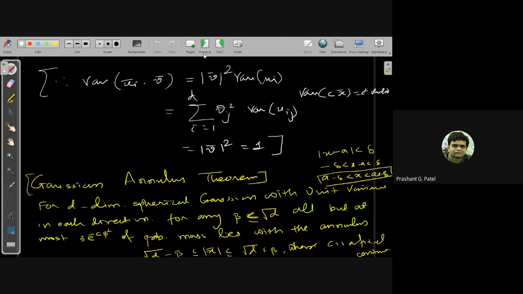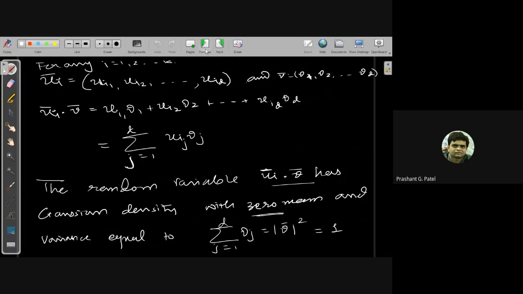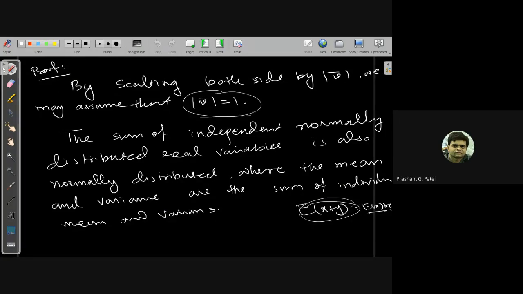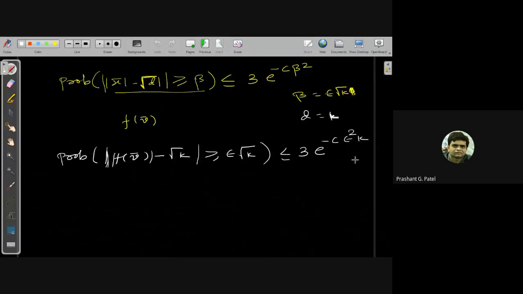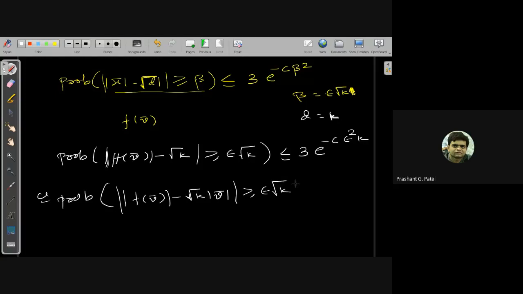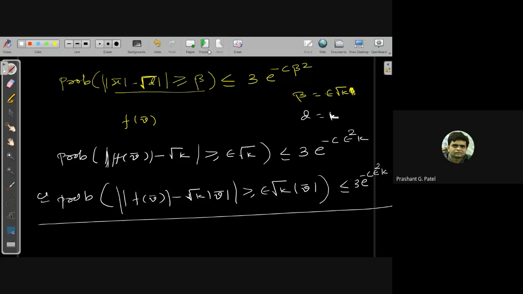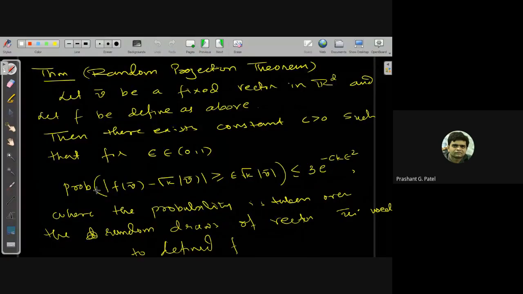But we have taken the mode of v as 1, so if I multiply that, or scale them by mode v bar, this is equivalent to writing the probability of mode of f of v bar minus square root of k into mode of v bar is greater than or equal to epsilon square root of k into mode of v bar is less than or equal to 3 times e power minus c epsilon square k, and that proves this random projection theorem that we started with.